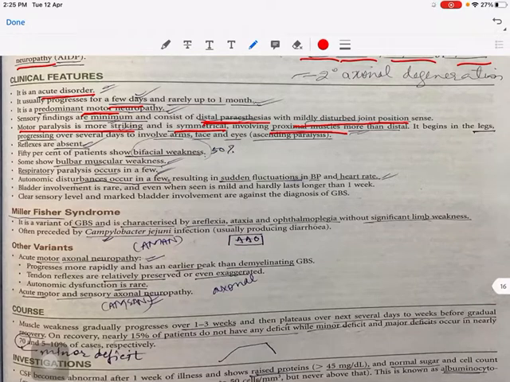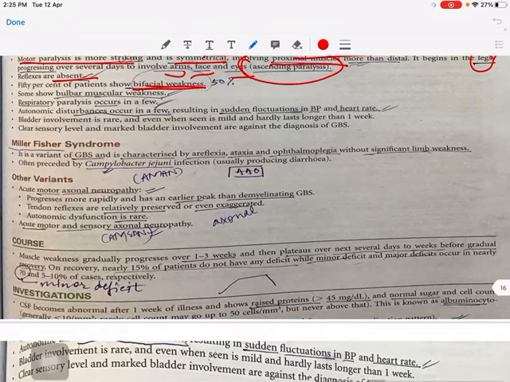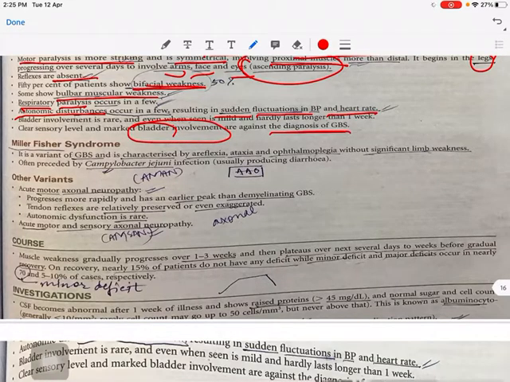Okay, so they will first go from legs, then will go to arms, face, eyes. So this is an ascending paralysis. Reflexes are absent. 50% of patients will have bilateral weakness of the face. Okay, then we can have bulbar muscle weakness. Respiratory paralysis can occur in a few, and autonomic disturbances can be there, like, in a few only, sudden fluctuation in BP and heart rate. If there is bladder involvement, it means it is not GBS.